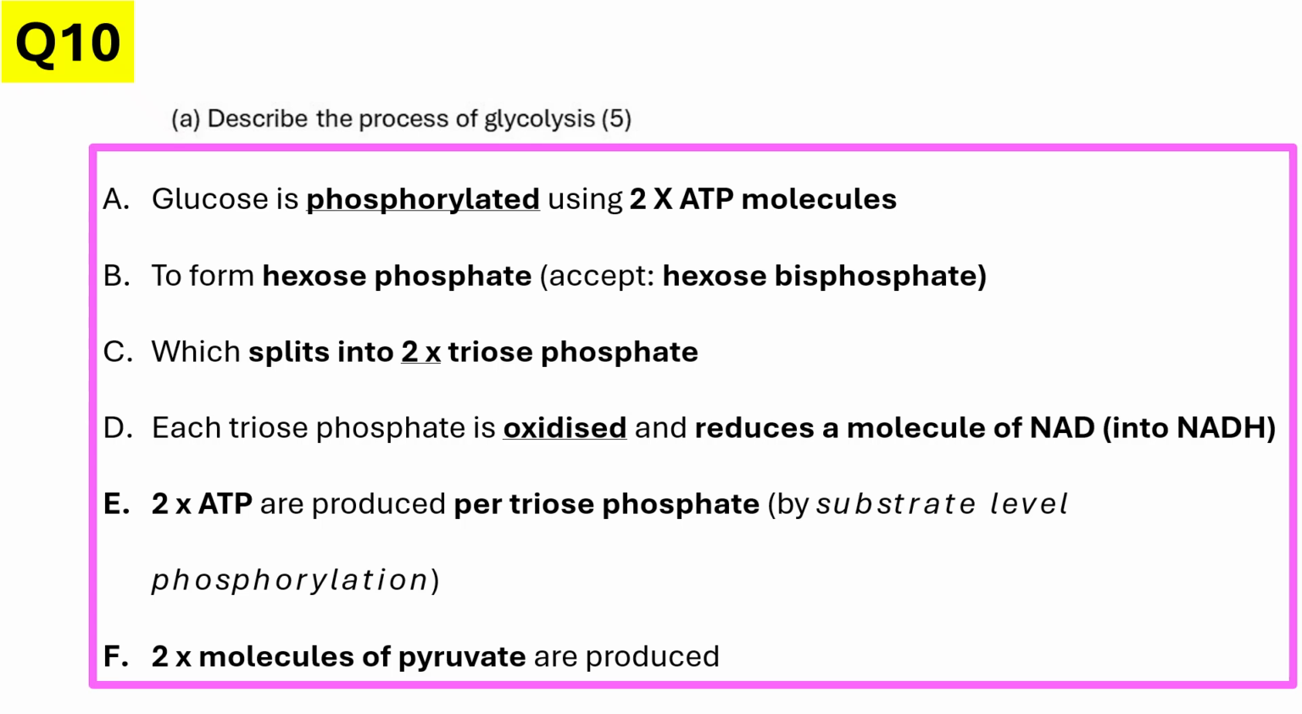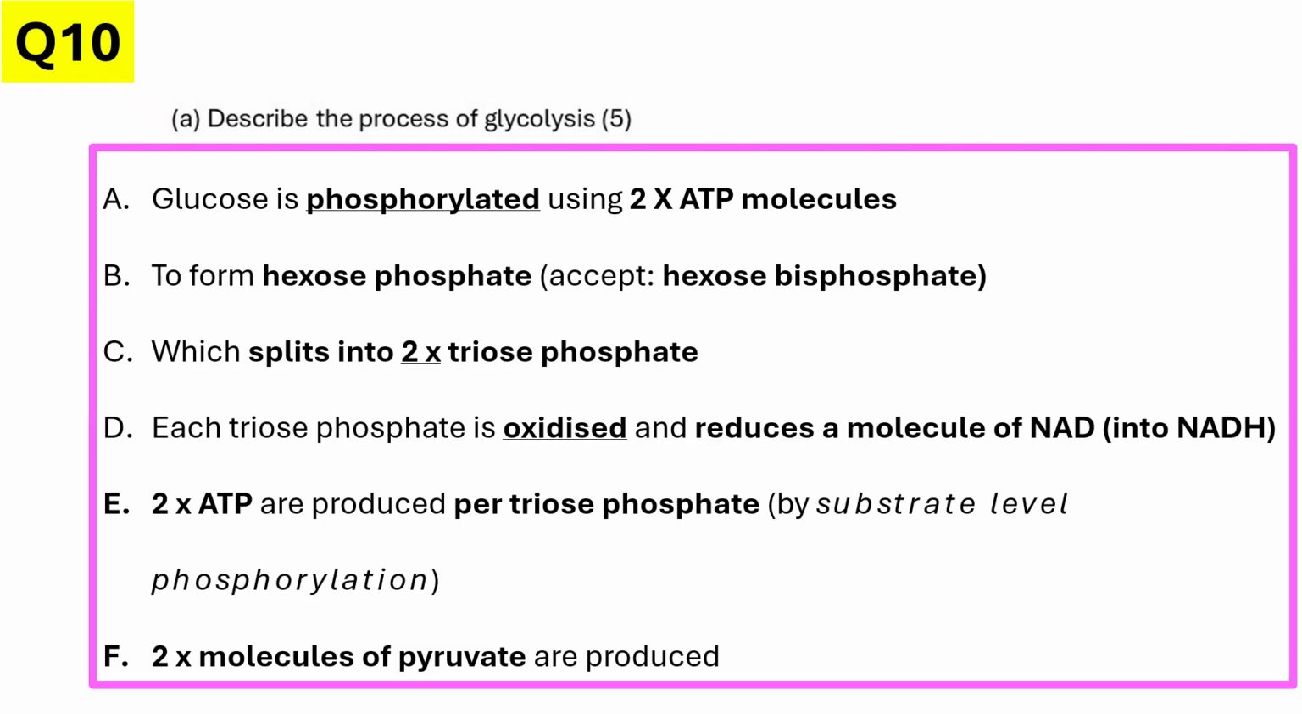One of the phosphate ions from each ATP is transferred onto glucose, and that's going to make a molecule called hexose bisphosphate. Now this is quite reactive, it's unstable. It's going to split into two molecules of triose phosphate, which are both obviously 3-carbon organic molecules.